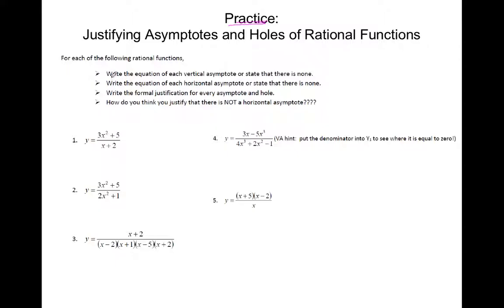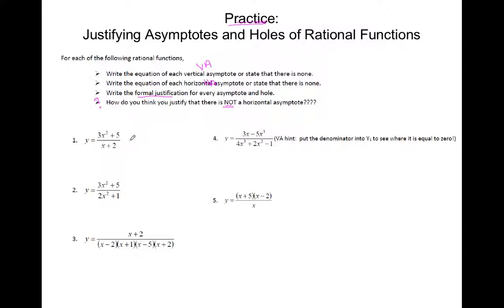So I'm asking you to write an equation of each vertical asymptote, or state that there is none, and each horizontal asymptote, or state that there is none. Write a formal justification for each asymptote and hole. And then this is just a pondering question. How do you think you justify if there is not a horizontal asymptote?